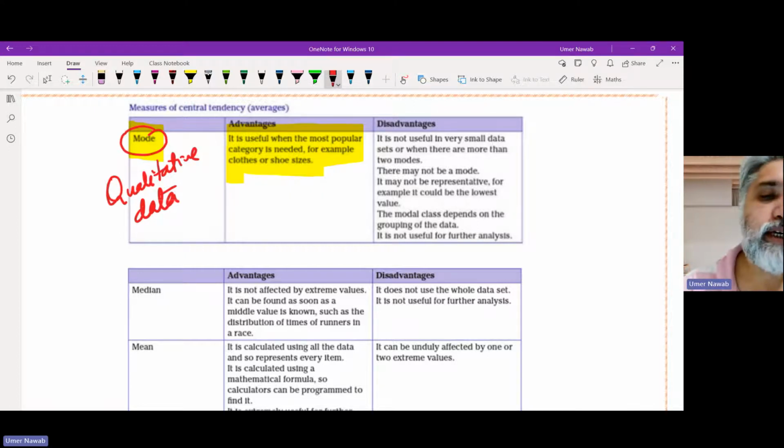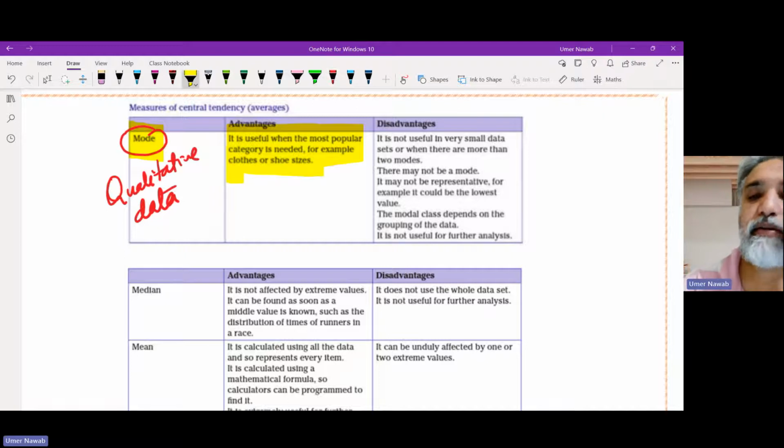And I have also said that the value which is the most popular category in the qualitative data gives you quick information about the average in terms of mod. So whenever you are dealing with qualitative data and you want to quickly give the average, you have to see which one is the most popular category contained in the data set.